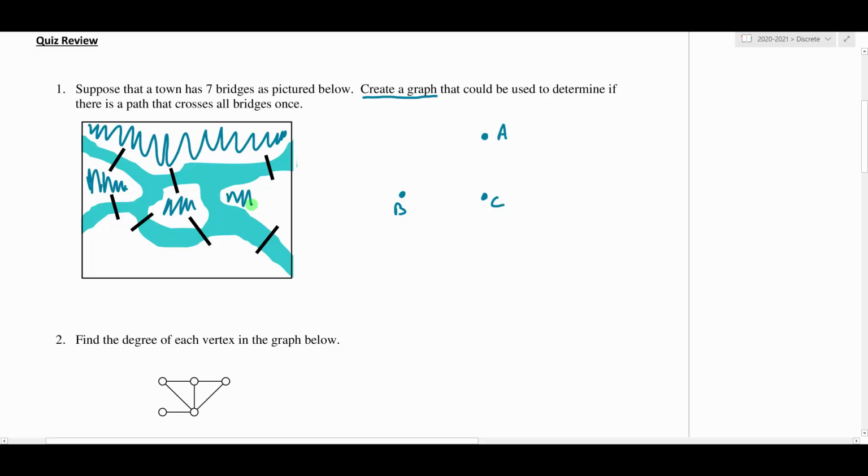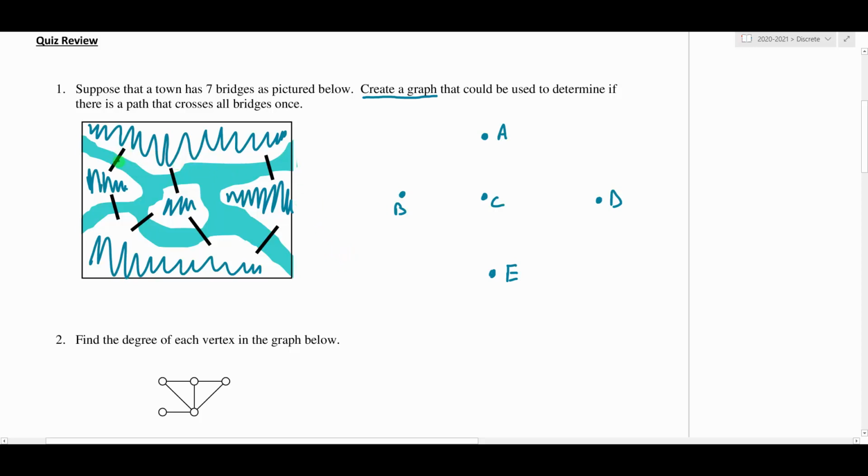And then over here, we have another landmass. We'll call that one D. And then we have this one down here, right? The south end of town, big landmass, and we'll put that one down here and call it E. Right? So we've taken all the land masses, and we've reduced them down to a single point, which we will call vertices, and now these land masses are connected by bridges.